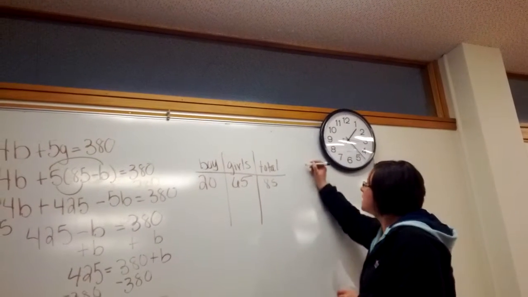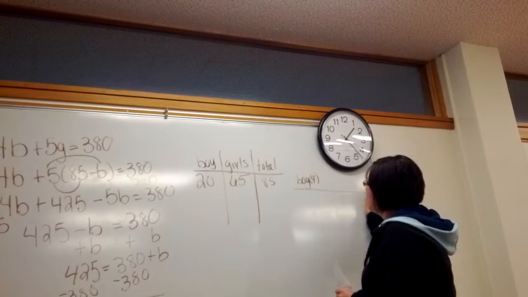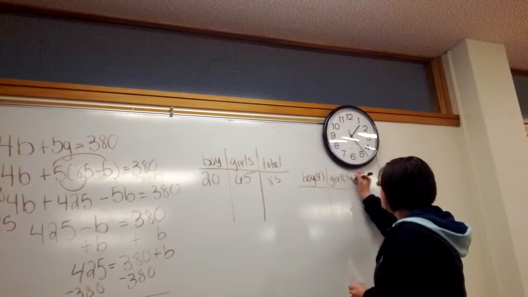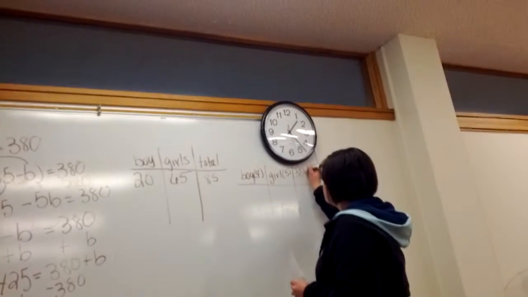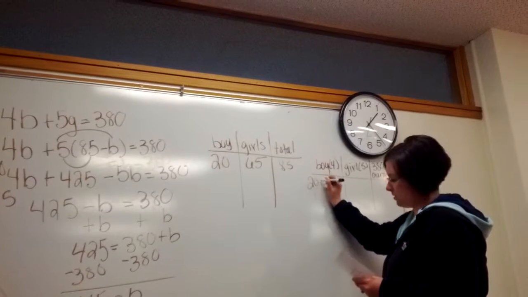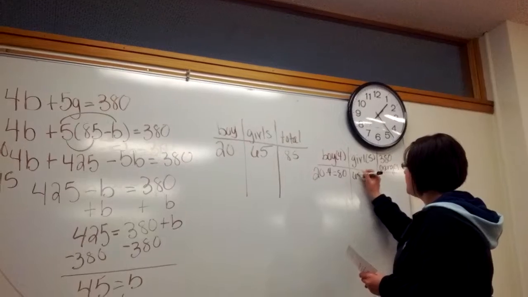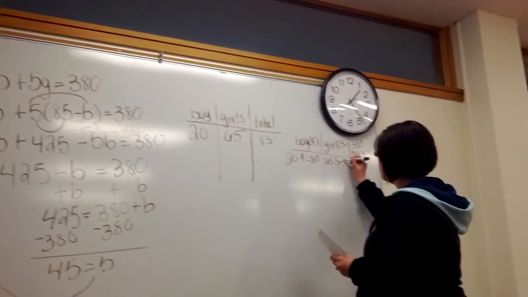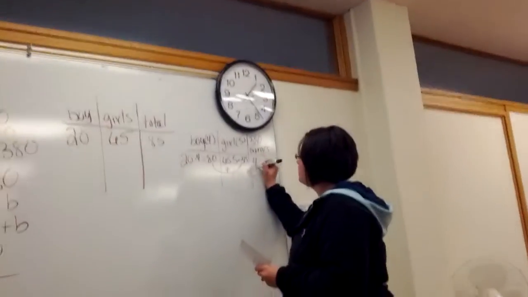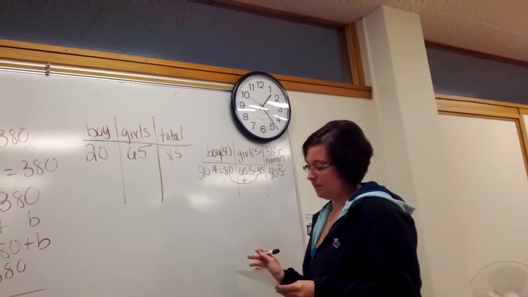And then you would just set up another chart to figure out the amount of oranges. We know that boys can have 4, the girls have 5, and there's 380 oranges. So you would take 20 times 4, which is 80, 65 times 5, which is 325. You would add those two together, and that would give you 405, which doesn't equal the 380 we need, so they would just pick a new number.